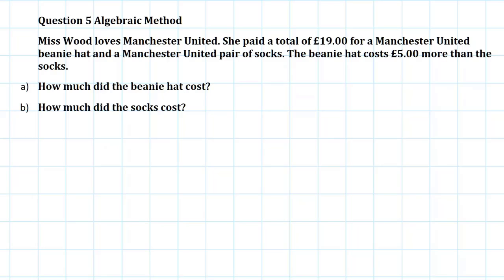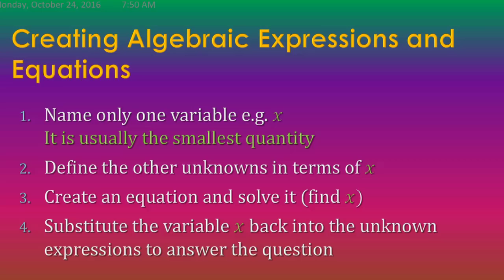Question 5, using the algebraic method. Let's look at our steps first of all. Step 1, we need to find the item of clothing that costs the least. So let's have a look at the question. They paid a total of 19 for a beanie hat and a pair of socks. Now the beanie hat costs £5 more than the socks. So the socks are the smallest amount.